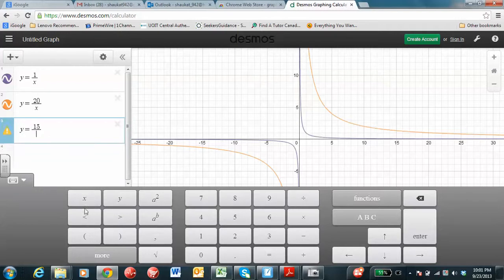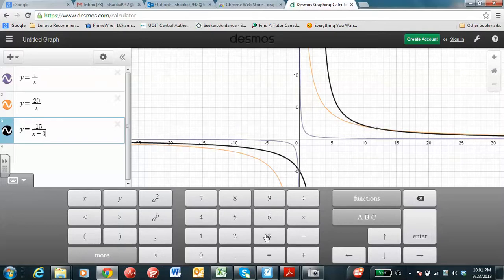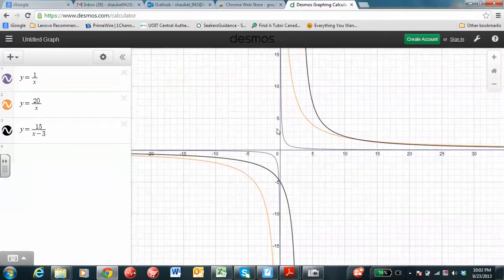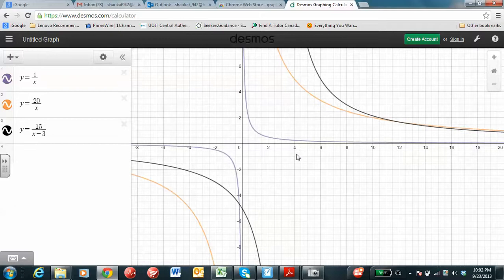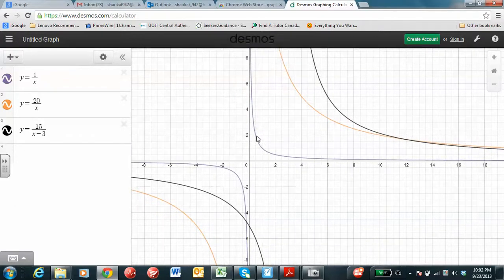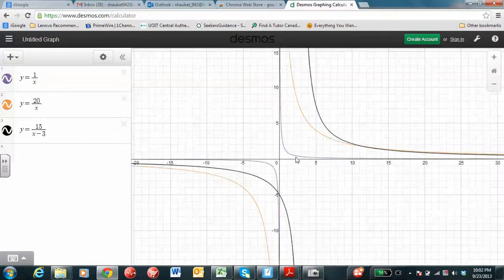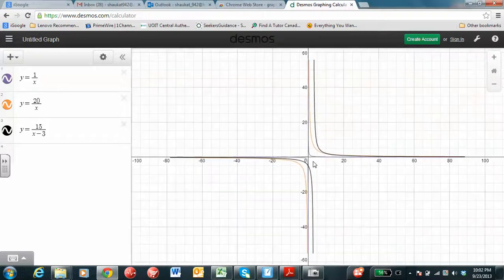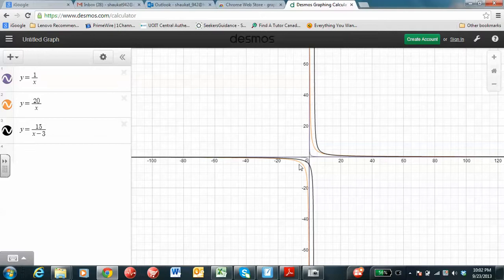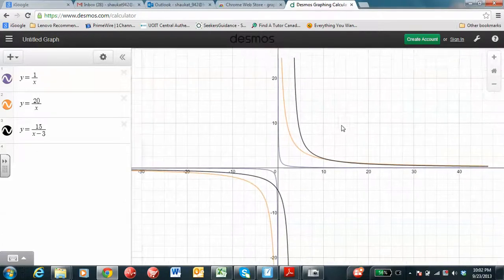Anyways, now the final one was y is equal to 15 divided by x minus 3. So as you can see in black, see how the graph shifts? This is the original y equals 1 over x, and with x minus 3, you can see how it's shifted a bit to the right. So the vertical asymptote is going to be at x equal to 3. It's over here, this point. So in purple is the original one, orange is the 20, and the black one got moved 3 units to the right, and it's a factor of 15. And then there you go. So those are your three graphs. That's exactly what they'd look like.